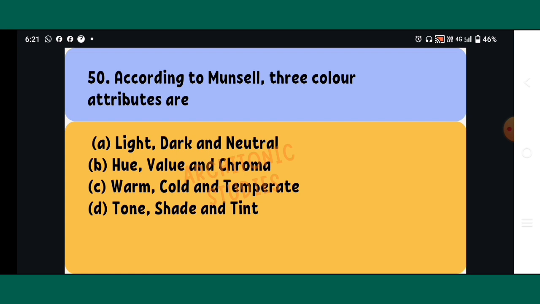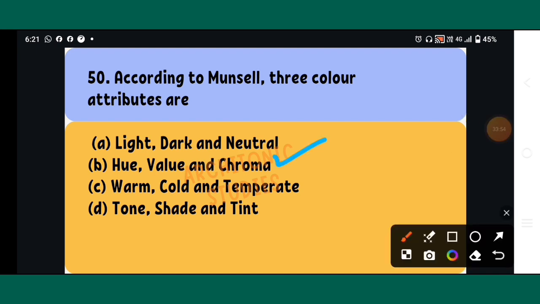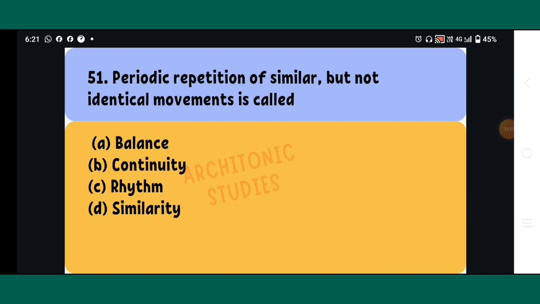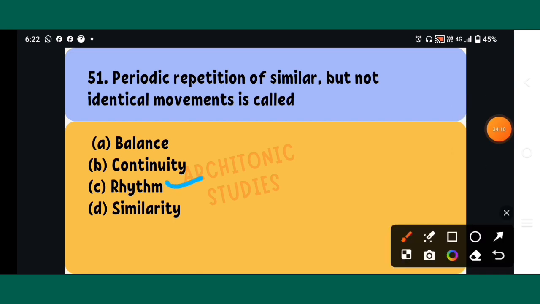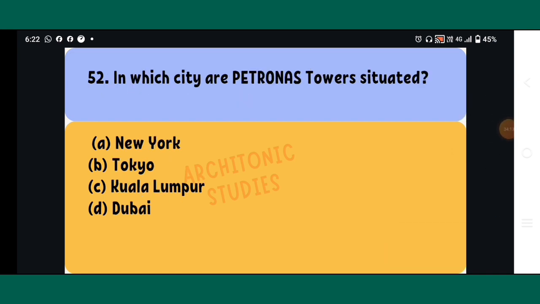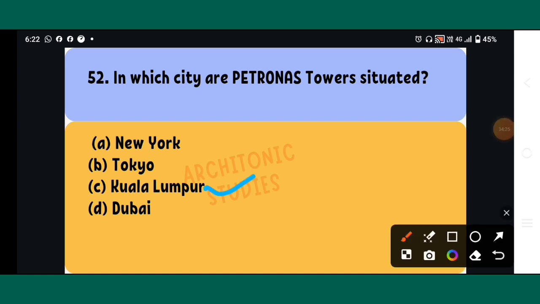Next: according to Munsell, the three color attributes are light, dark, and neutral; hue, value, and chroma; warm, cold, and temperate; tone, shade, and tint. And the answer is B, hue, value, and chroma. Next: the periodic repetition of similar but not identical movement is called balance, continuity, rhythm, or similarity. And the answer is C, rhythm. Next: in which city are the Petronas Towers situated? New York, Tokyo, Kuala Lumpur, or Dubai. And the answer is C, Kuala Lumpur.